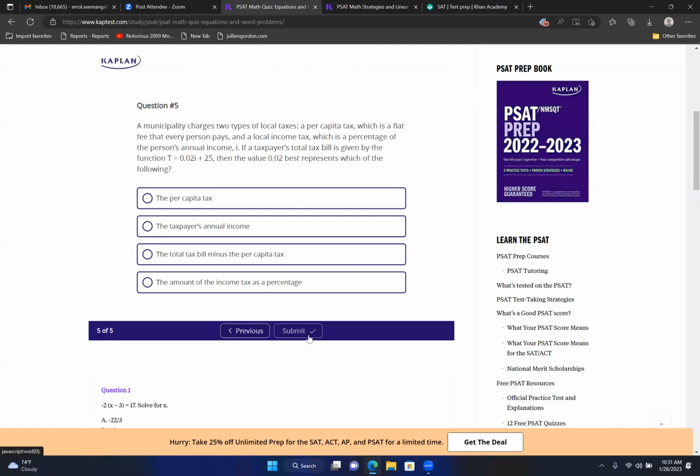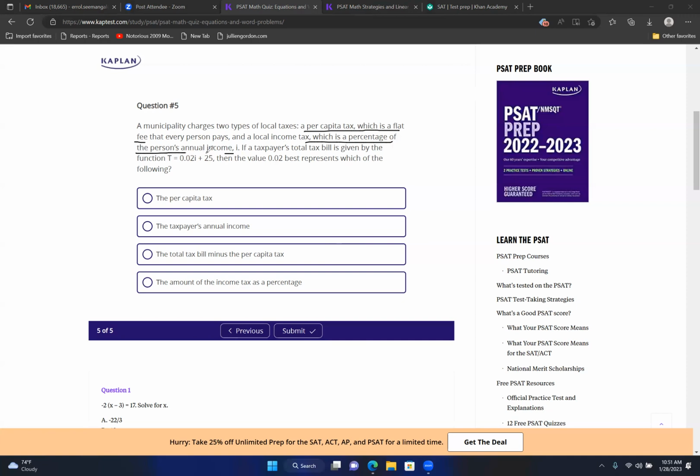Total per capita tax, taxpayers' annual income, total tax bill minus the per capita tax, the amount of income tax as a percentage. Which one? So one of the taxes is a flat fee, and the other tax is a variable fee, right? Per capita tax is a flat fee. Then the other one is an income tax. That one's dependent on your income.